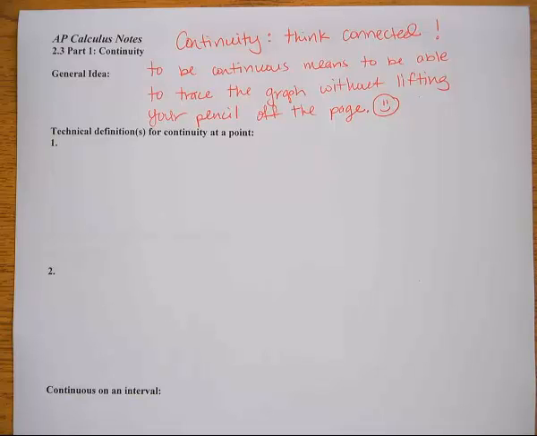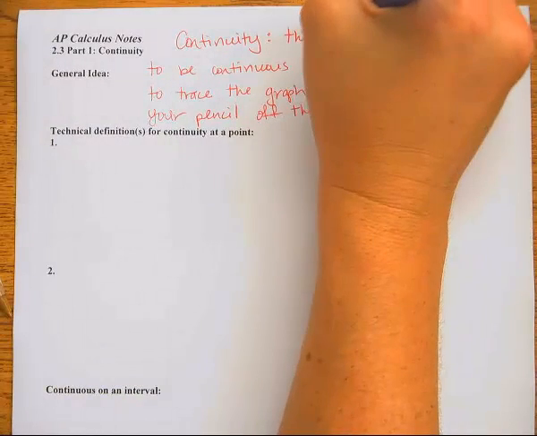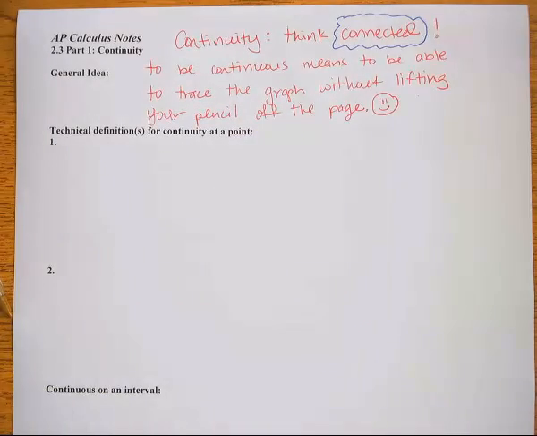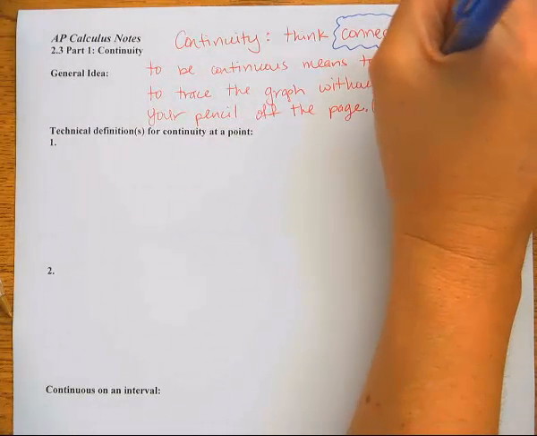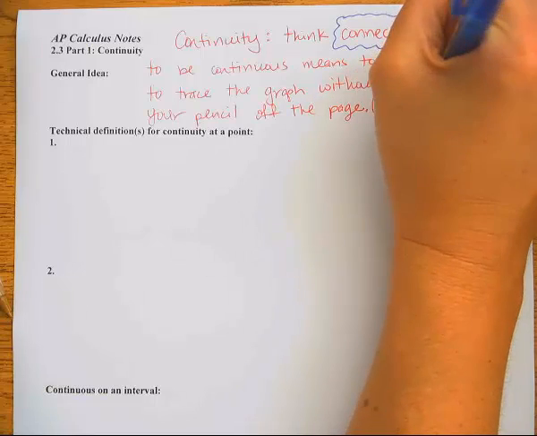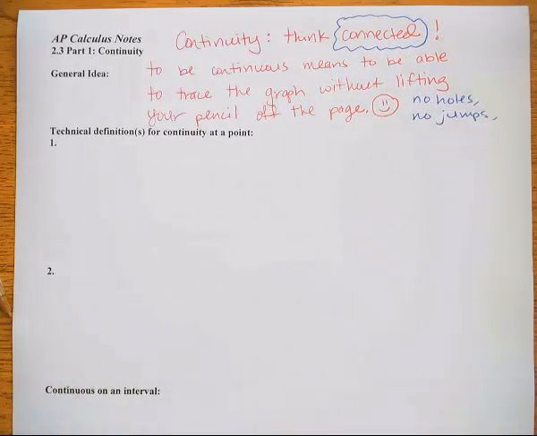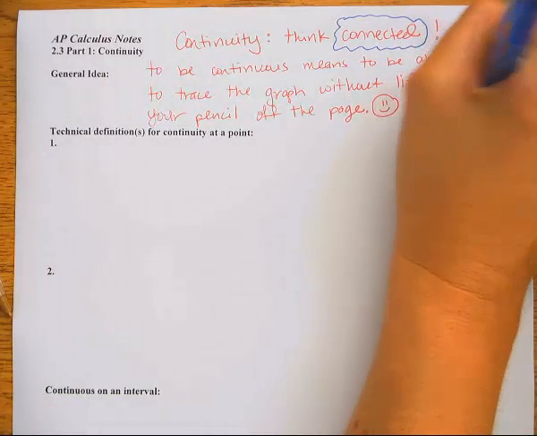The second main idea of Chapter 2 in our textbook is the idea of continuity. In simple terms, continuity just means connected. When you hear the word continuous, I want you to always associate that with the word connected. Because basically to be continuous means that you're able to trace the graph without lifting your pencil off the page. That would mean that there are no holes, there are no jumps in the graph because you're able to trace it without lifting your pencil, and there are no asymptotes.